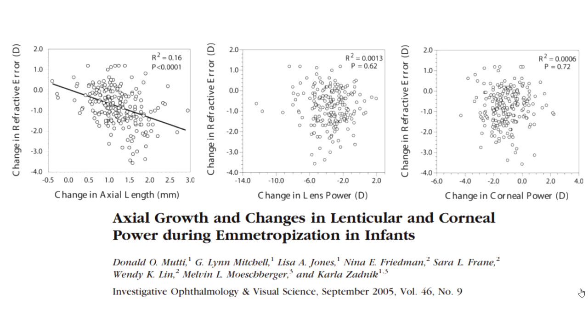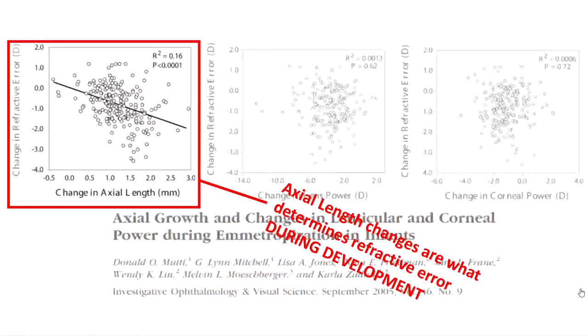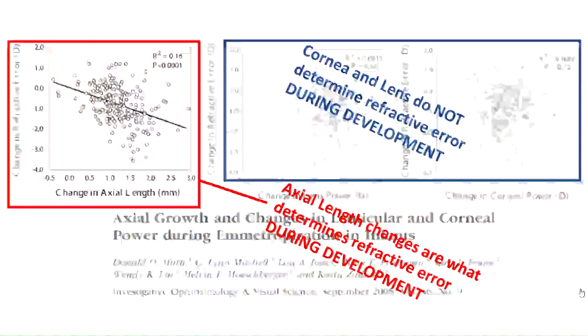Well, the first thing is what in the eye is changing to minimize refractive error? And the answer to that is it's the axial length. The axial length, as we can see here, is what defines the change in refractive error. Axial length changes determine refractive error during development. But changes in lens power or corneal power do not determine refractive error during development. The key phrase here being during development, during childhood.